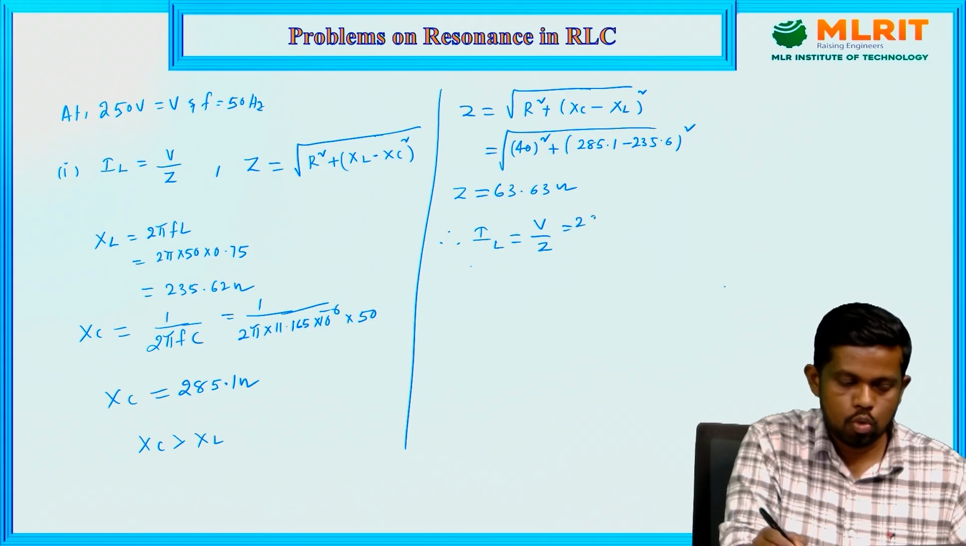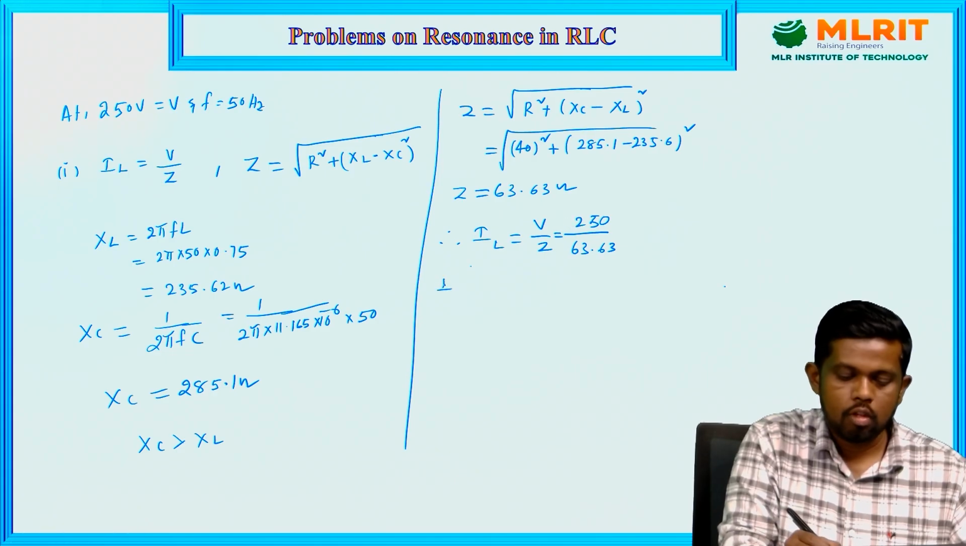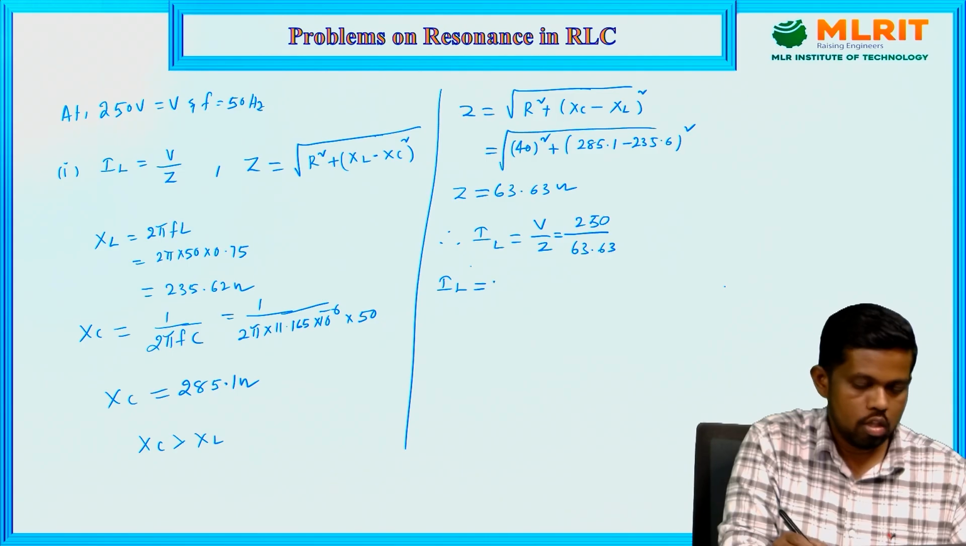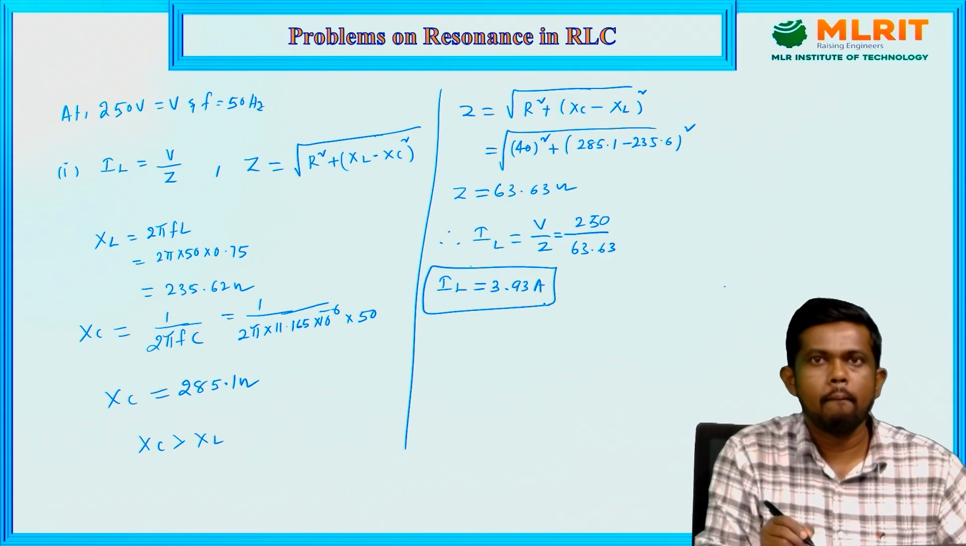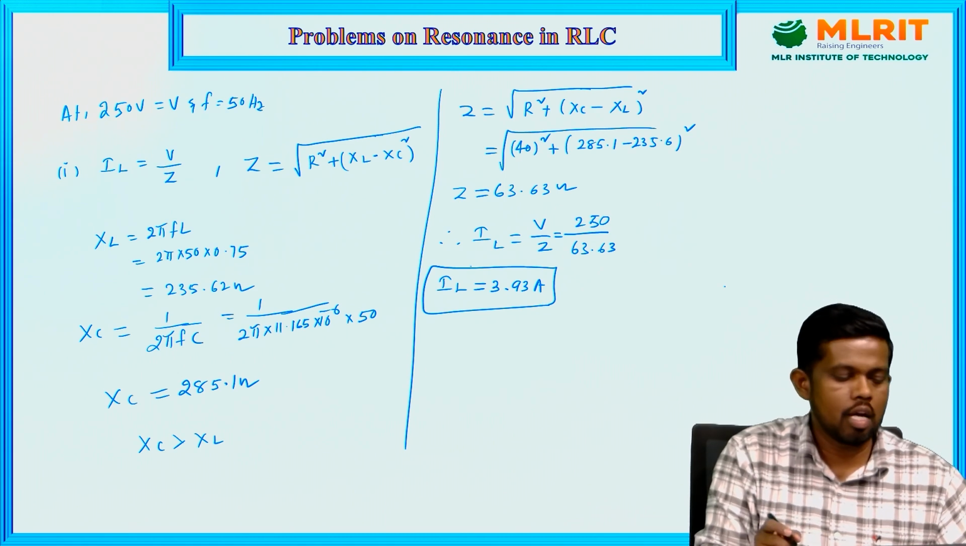Therefore, for the first question, the I value, equal to IL, equals V by Z, which means 250 divided by 63.63. Therefore, the line current should be equal to 3.93 ampere we got. So this is the answer to the first question. Line current they have asked.